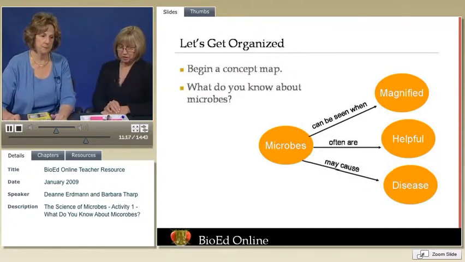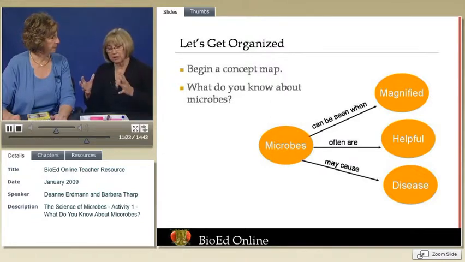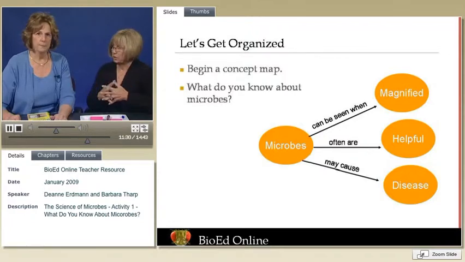For every one of the activities, at the end we would like to revisit the concept map. So we start with the concept map of just looking at basically what are microbes. So you can put microbes in the center and then go from there to what have we learned so far. And Deanne, what have we learned at this point in time? What do we know more than we knew when we started about microbes?